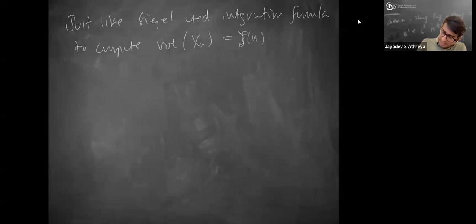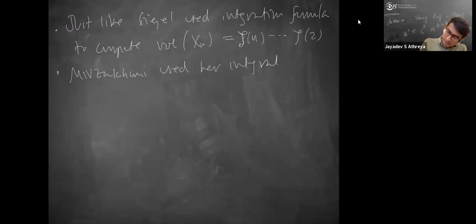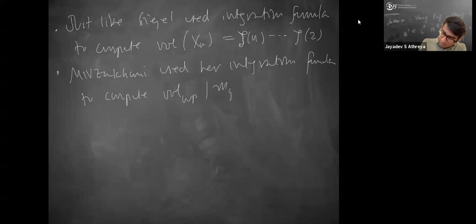Siegel used an integration formula to compute the volume of Xn, so the volume of Xn is zeta of n down to zeta of 2, Mirzakhani used her integration formula to compute the Weil-Petersson volume of the moduli space MG. And this is, I think, a really remarkable set of results.